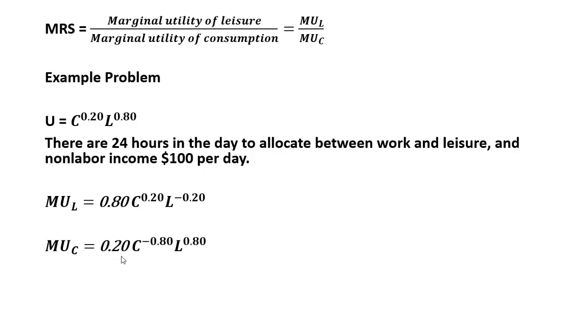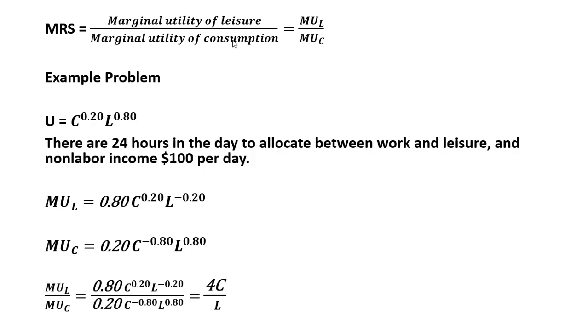Next, we'll get the marginal utility of consumption, the partial derivative of the utility function with respect to consumption. Bring down this exponent on the C term in front, and then 0.2 minus 1 in the exponent leaves C raised to the minus 0.8 power.